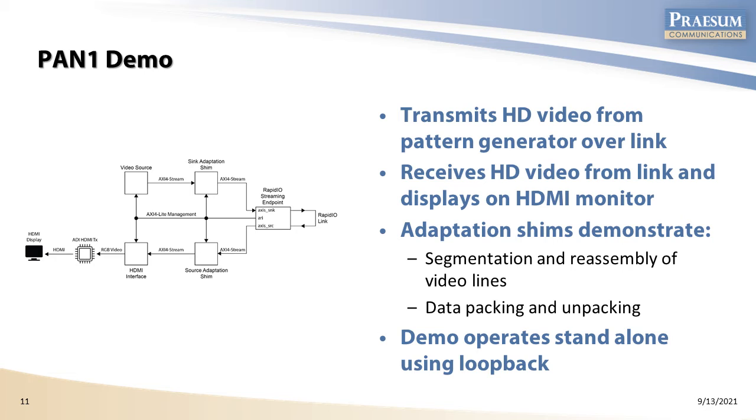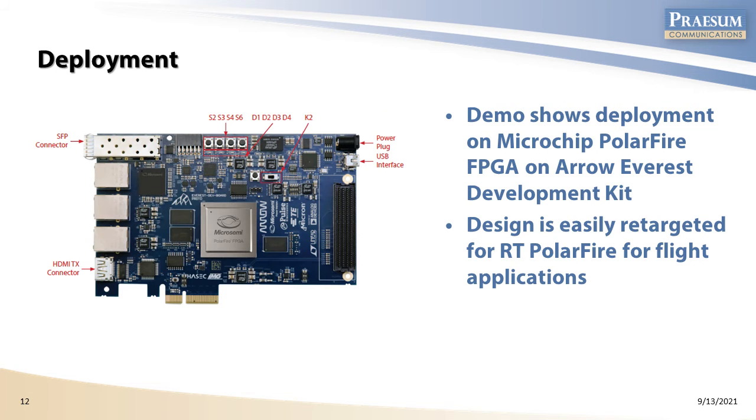The PAN1 demo transmits HD video from a pattern generator over the RapidIO link. It also receives an HD video stream from the link and displays it on an HDMI monitor. Adaptation shims on the source and sink interface perform the functions of segmentation and reassembly of video lines and data packing and unpacking. These shims are delivered as SystemVerilog source code and are intended to be a starting point for customer-specific designs. The demo operates standalone using a loopback.